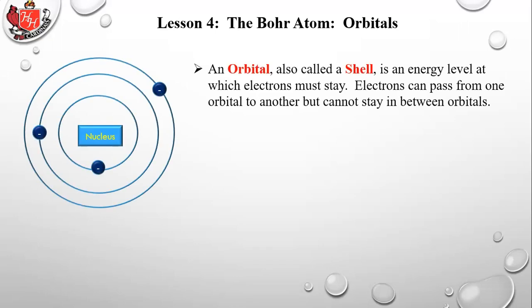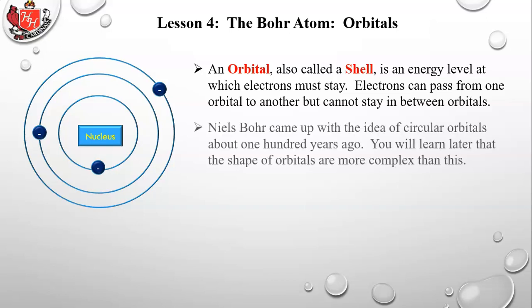So an orbital, also called a shell, is an energy level at which electrons must stay. Not necessarily stay. They can move between energy levels, but they can't move around other than moving from one to the other. Electrons can pass from one orbital to another, but cannot stay in between orbitals.